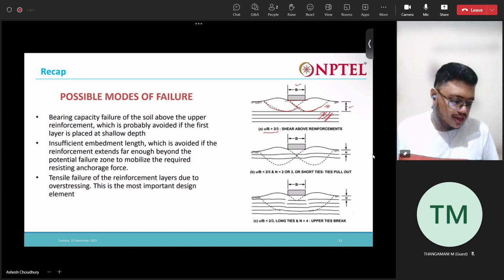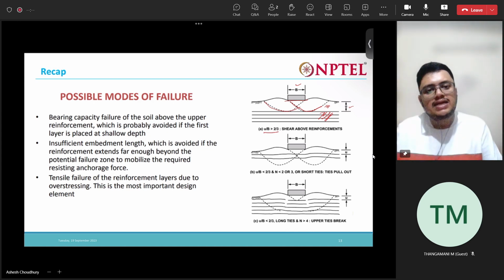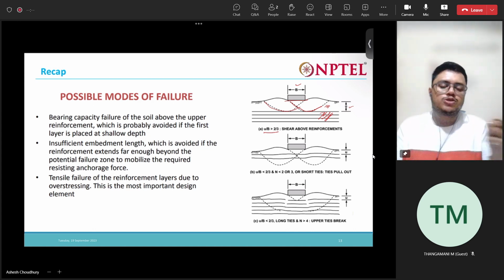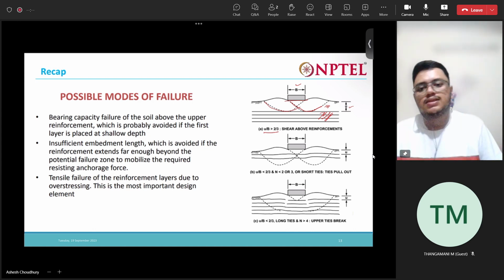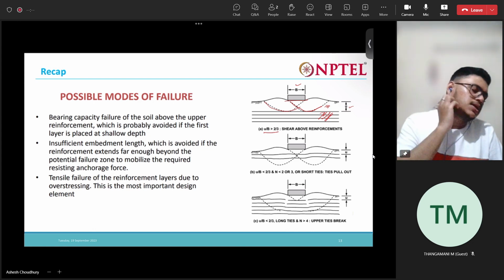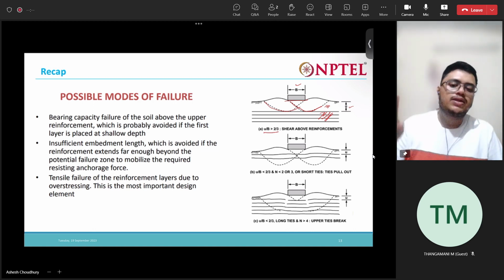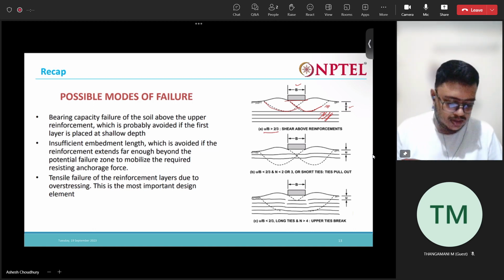The third mode of failure is when there are a large number of ties and long ties. In that case, there is tensile failure. That means the reinforcement tends to break, one by one. The first layer will break first, then the second layer, and like this it will gradually keep on breaking, and this failure will keep on propagating. So these are the three possible modes of failure in which this foundation might fail even when we have provided reinforcement.